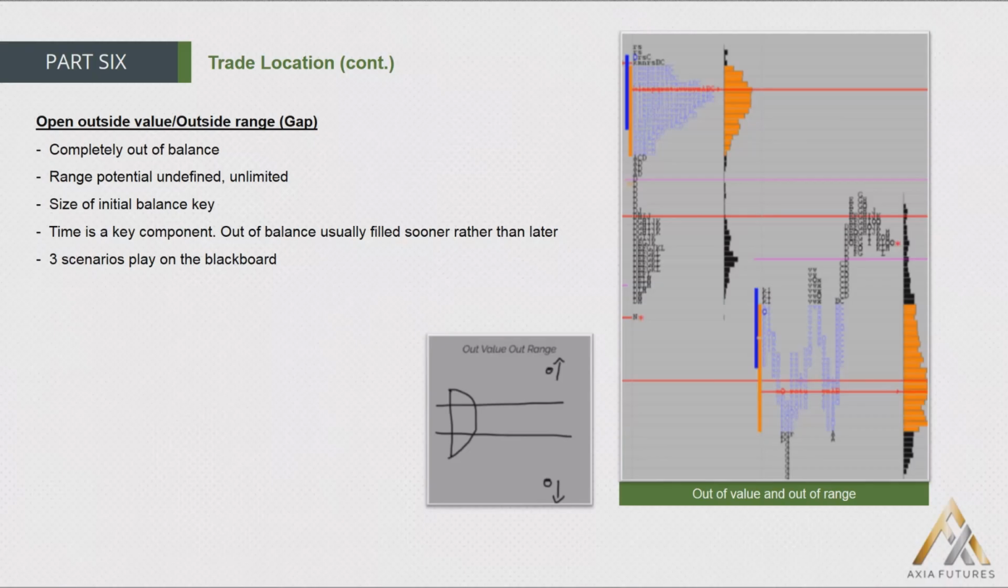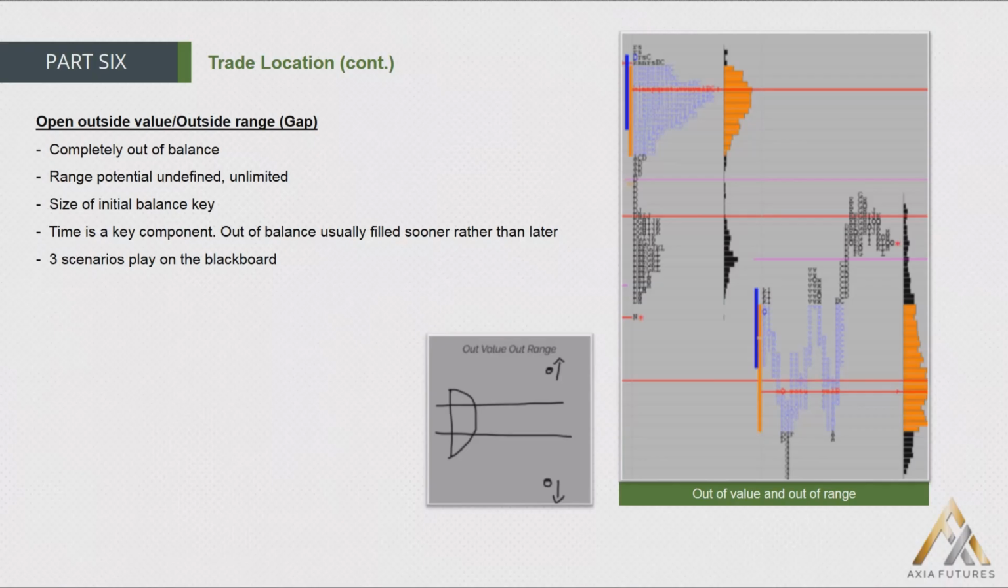Now the first thing to understand is that we are completely opening out of balance. So when we open completely out of balance, high volatility. High volatility means a lot of potential for very snappy, aggressive moves, either up or down. Now, again, it's important to understand that the range potential in this example is completely undefined and unlimited. So when you get this day type, also known as a gap, how high or low the market goes is unlimited. No one knows. It's all dependent on how people respond to this very aggressive trade location.